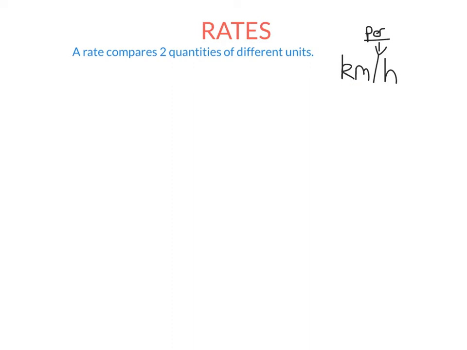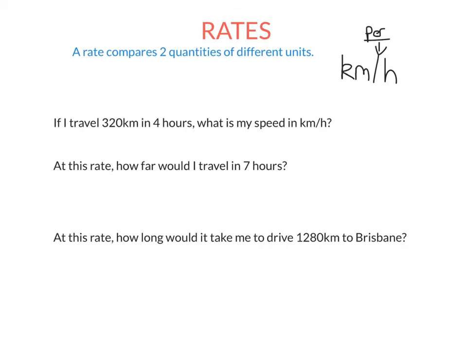So for speed, we have kilometers, which is a measure of distance, and also hours, which is a measure of time. That's what I mean about two quantities of different units. One quantity is the distance you've traveled, one quantity is the time for which you've been traveling. So as I said, all rates are something per something. All right, let's have a go at these questions on your screen.